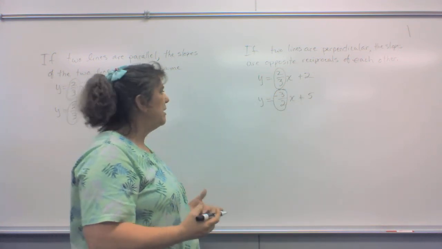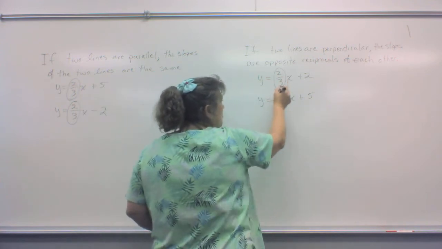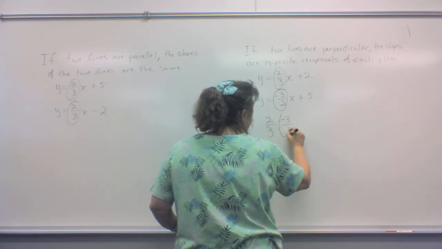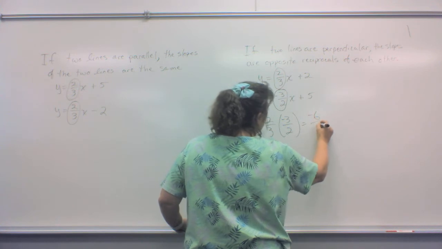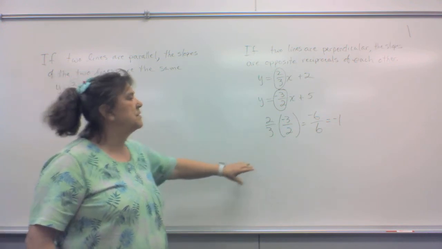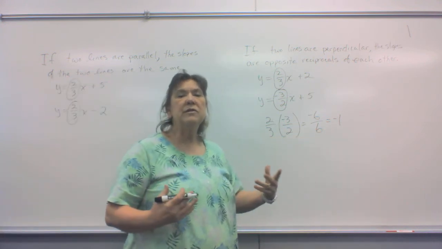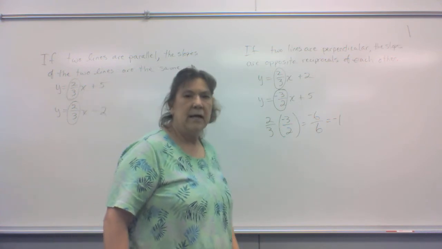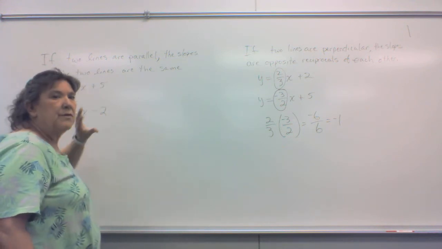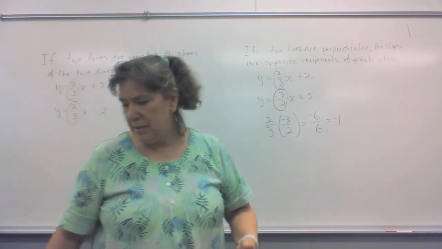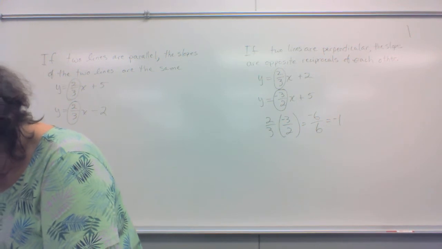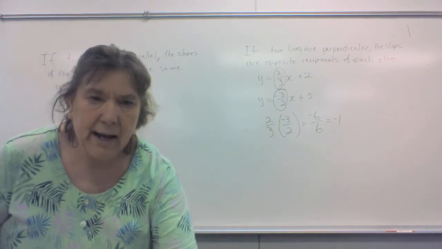Another way to tell if they're going to be perpendicular is to multiply the two slopes. 2/3 times negative 3/2 is equal to negative 6/6, which is equal to negative 1. If the product of the two slopes is negative 1, then you also know you have perpendicular lines. If neither this condition nor this condition is met, then you have lines that are neither perpendicular nor parallel. So, let's look at an example and see what happens.